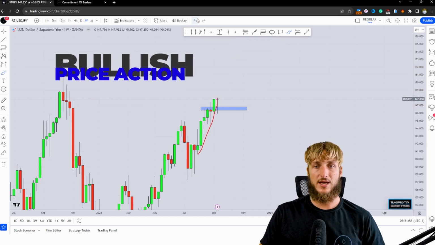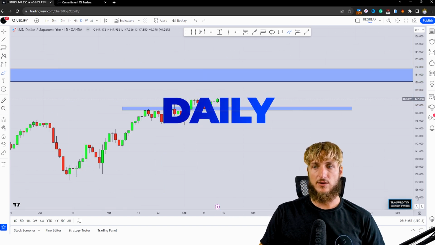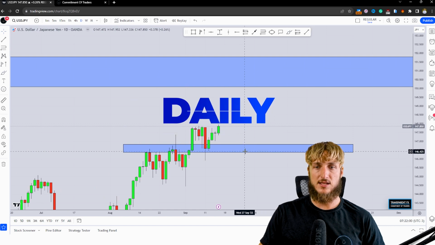And at the moment, the market is testing and rejecting this previous weekly resistance turned support from which bullish price action could be expected. Going down on the daily time frame, what do we see now from a daily standpoint?